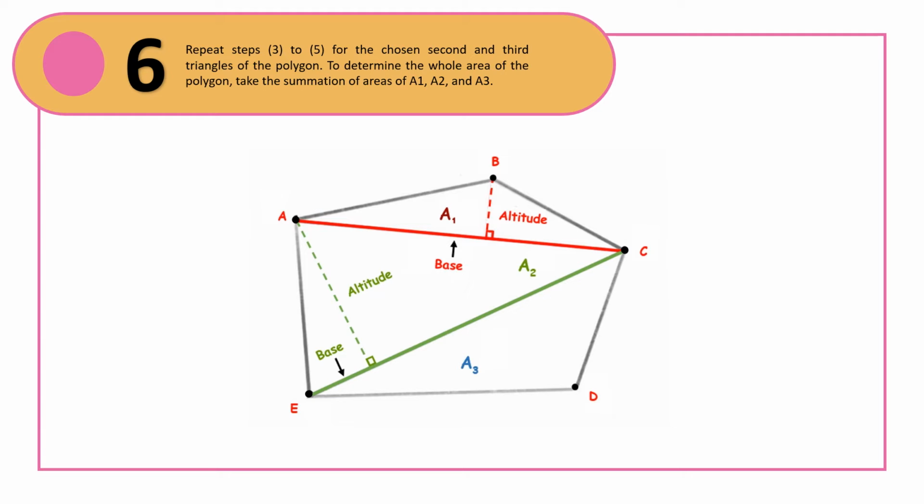Step number 6. Repeat steps 3 to 5 for the chosen second and third triangles of the polygon. To determine the whole area of the polygon, take the summation of areas of A1, A2, and A3.